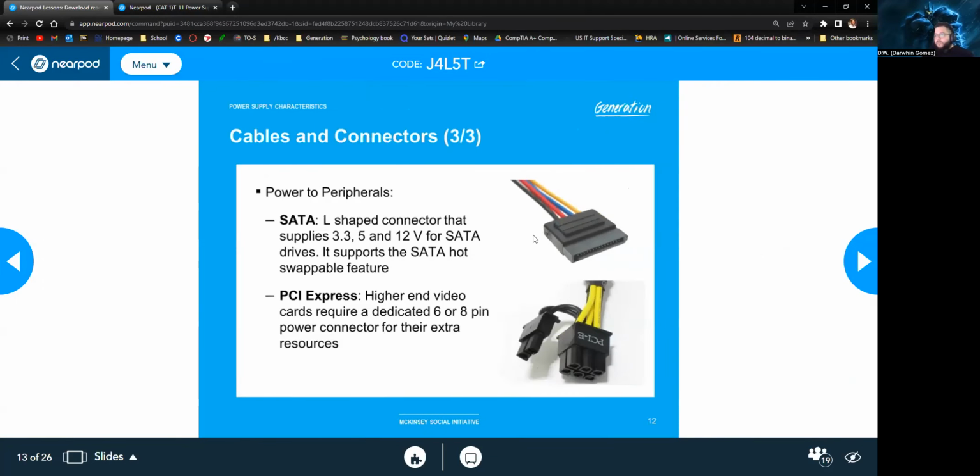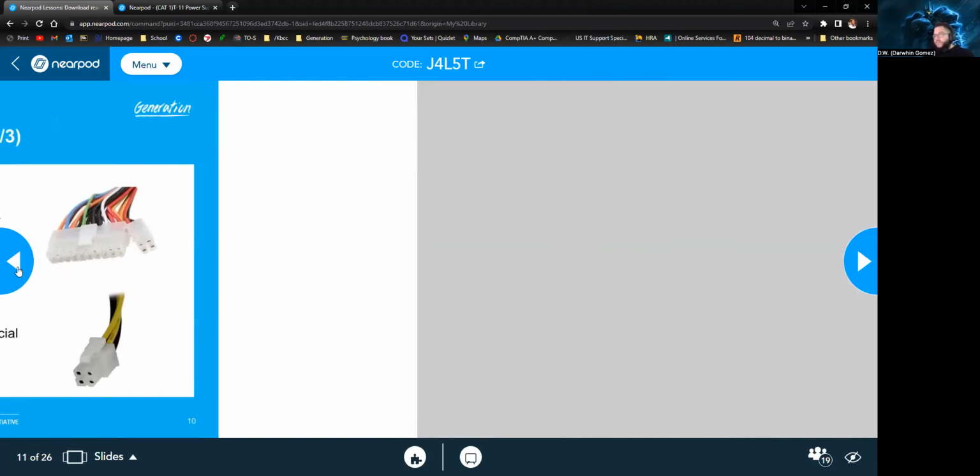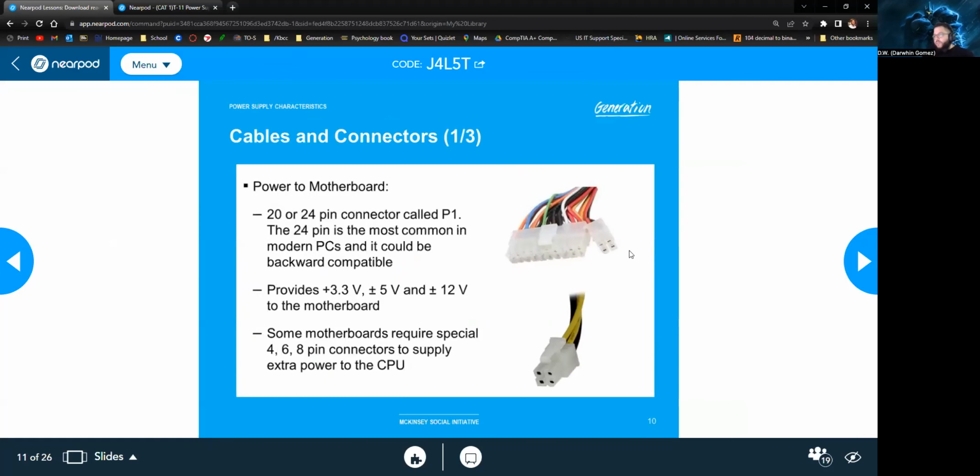Okay, so here we go. Here's the SATA. Okay, this is for your PCI Express, your PCIe. So your video cards, think video cards when you see this. Then we got our IDE drives, our floppy disk drives, and fans. And then here we have our main power and our CPU power.